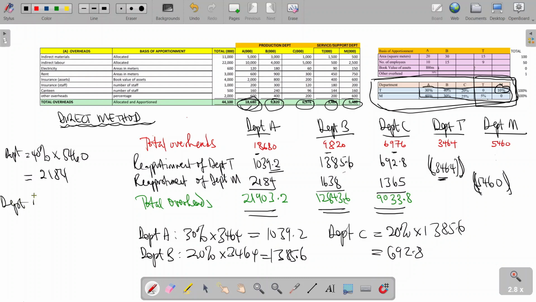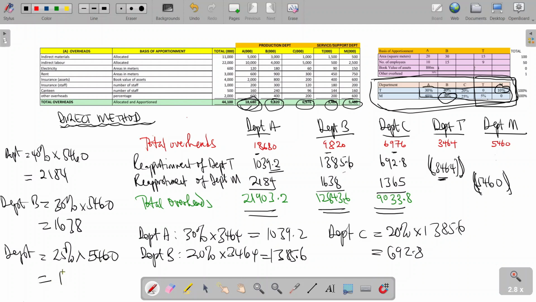Department B is going to give us 30%, that is here, 30% times 5460, giving us 1638. Then Department C is going to give us 25% times 5460, and that is going to give us 1365. Okay, so those are the answers that we have found here.